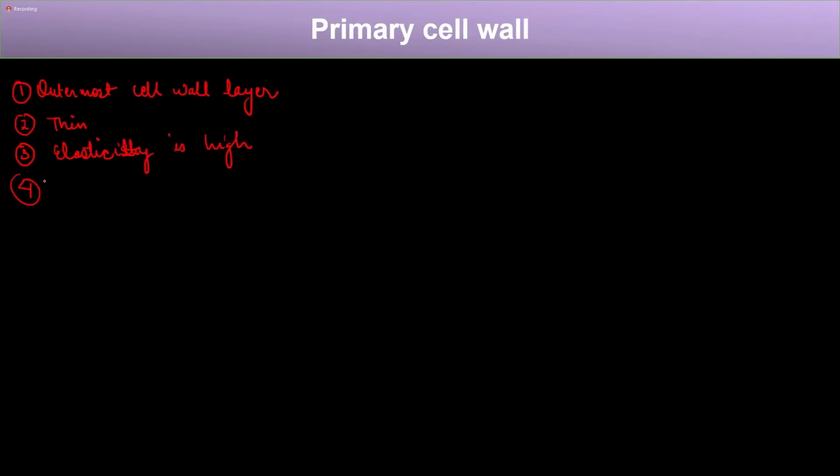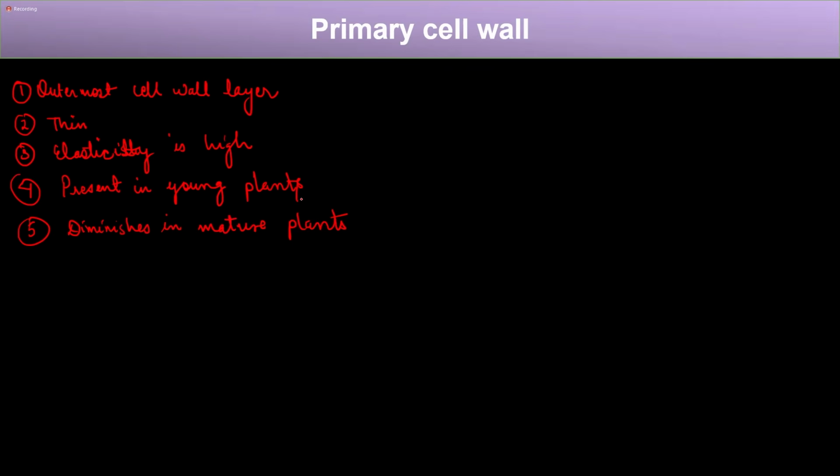Are they present in all the plants or in some plants? So these are present in young plants. So the primary cell walls are present in young plants, and in mature plants, this slowly diminishes. When a plant becomes mature or old, these cell walls diminish. So these are the features of a primary cell wall.